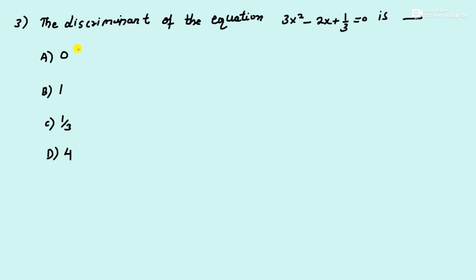Moving to the next question. Here the question is: the discriminant of the equation 3x square minus 2x plus 1 by 3 equals 0 is dash.